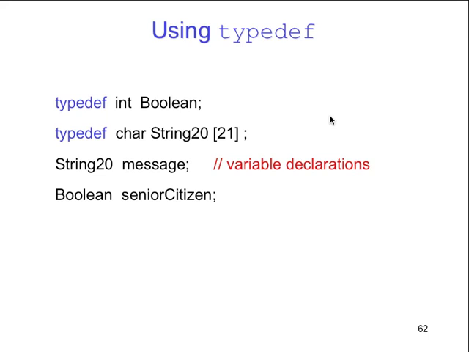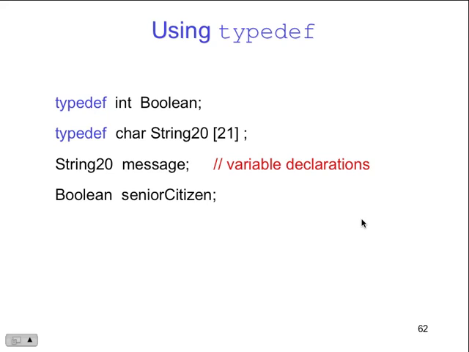All right, back to the lecture. Not quite as funny, but typedef. So here's our example. We have typedef int Boolean, rename integer to Boolean. Character string. We've got character string 20, and this is an array that we've created here of 21 characters. We're going to call it message, and we have a message here of 20. That's message, variable declarations. Now we have Boolean senior citizen. And if you just saw Boolean senior citizen and the other two were in a header file, you might go, well, what data type is Boolean?